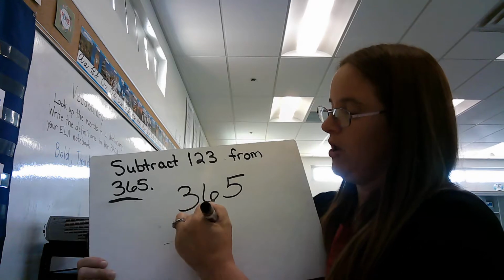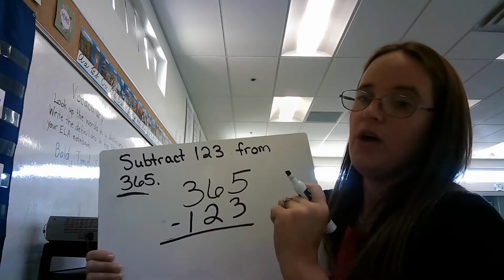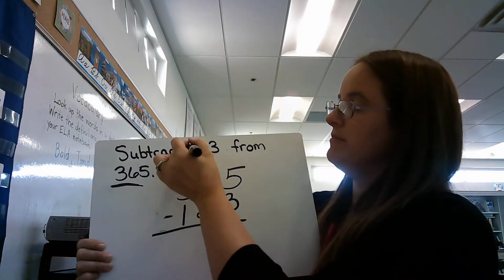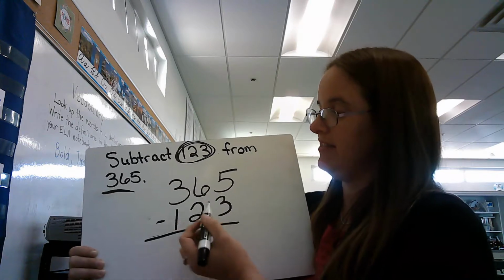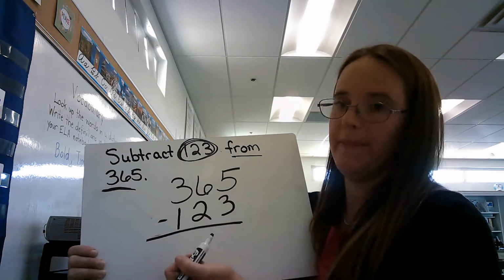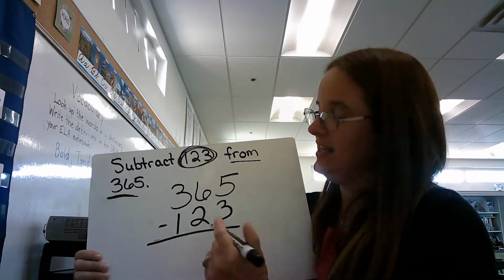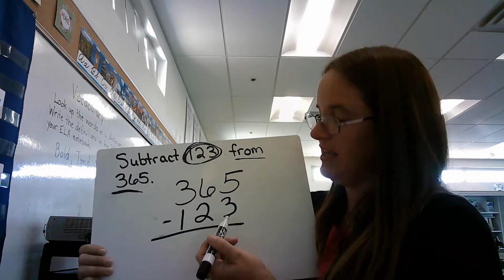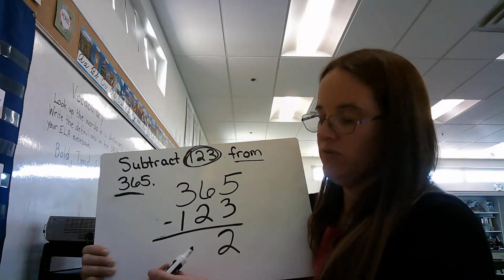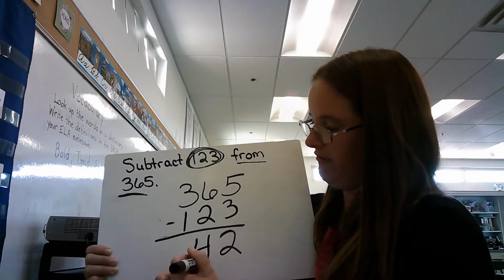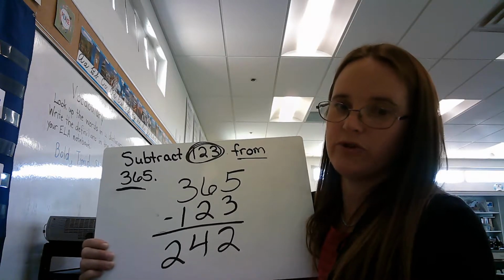So I'm going to take 123 from 365. With this language, the number that you are taking away is always going to go underneath the number you are taking from. Okay? So to solve this without money, 5 minus 3, I can do that. I'm going to get 2. 6 minus 2, yeah, I can do that. I will get 4, and 3 minus 1 gives me 2. So my answer is 242.